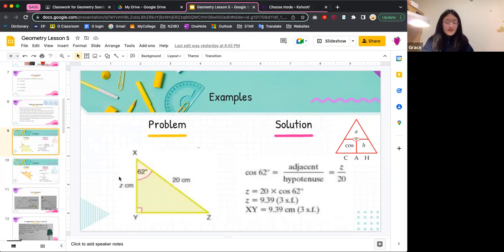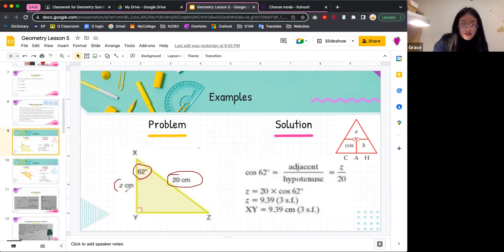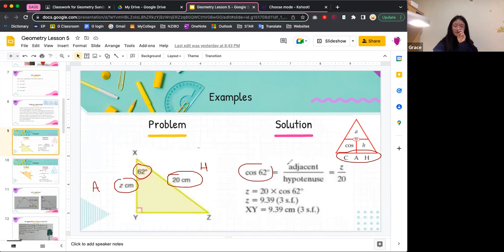Okay, so given 62 degrees, and we know the hypotenuse, the longest side, which is opposite the right angle, and we want to find this side, which is adjacent to 62 degrees, the angle that we know. So if we have the adjacent and the hypotenuse sides involved, then that tells us that we need to use cosine. So because we need to use cosine, we can set up an equation like this. I've got cosine of 62 is equal to the adjacent side, which is z over 20, and then we do our equation solving magic.